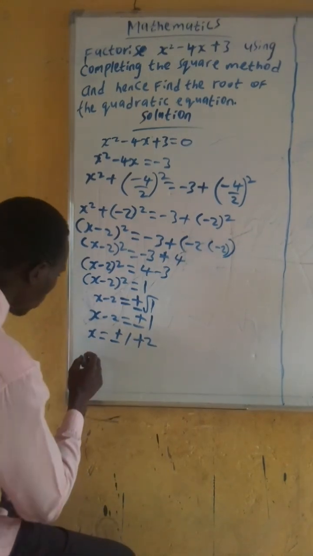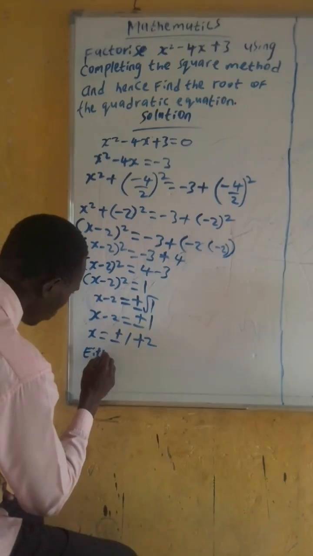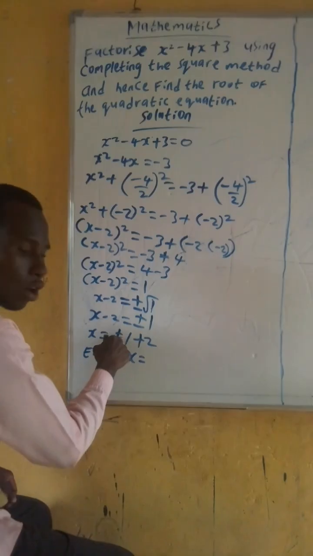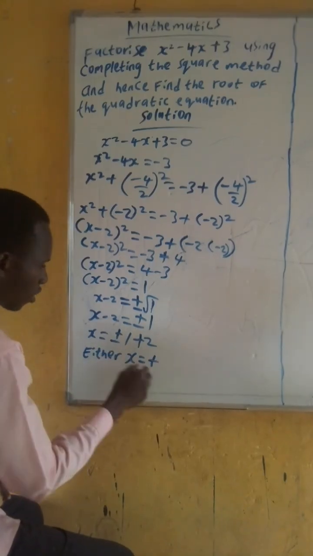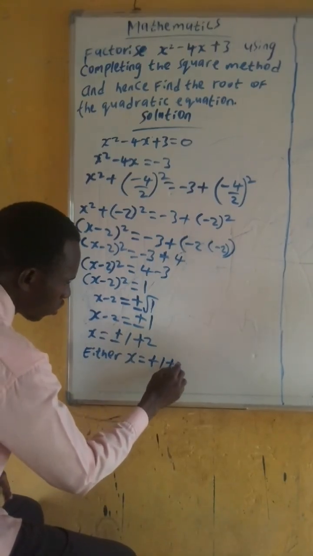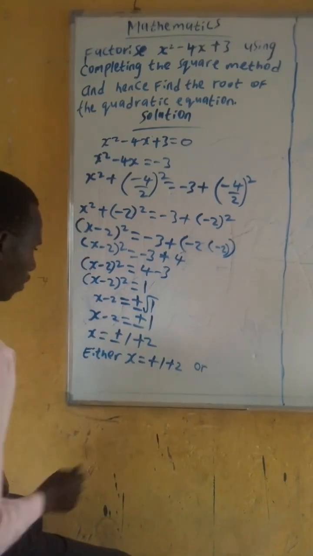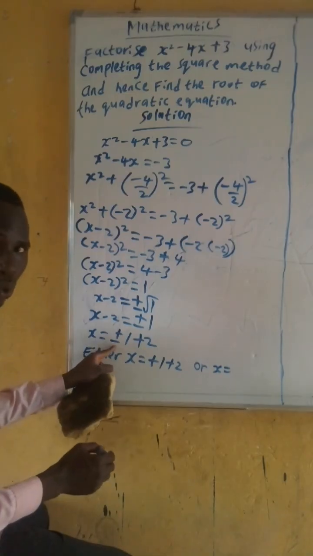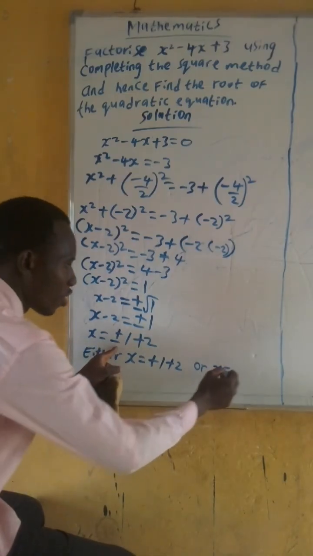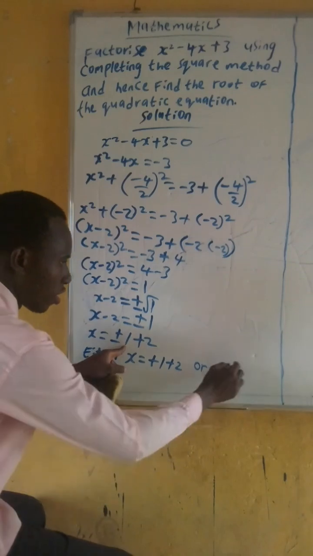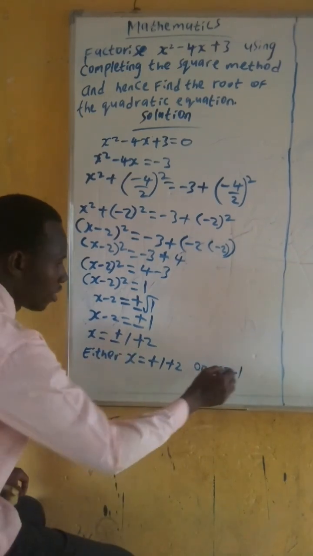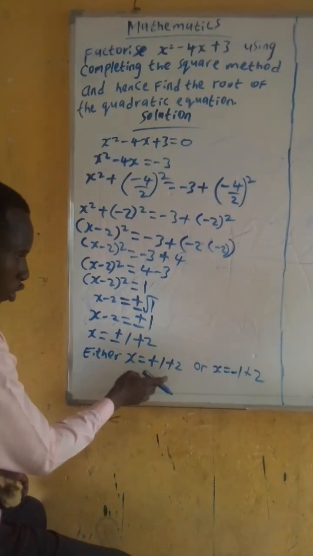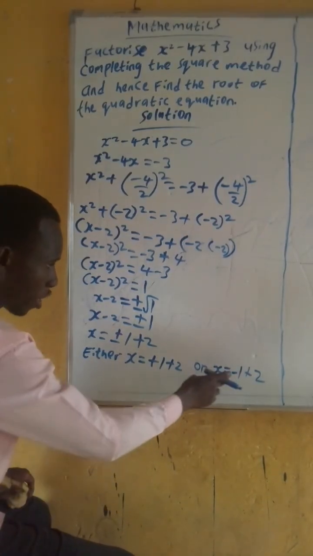So, having seen that, we are going to have either x is equals to plus 1 plus 2, or x is equals to, we are going to deal with this minus 1 plus 2, right? Plus 2. So either x equals to what? Plus 1 plus 2, or what? Or x equals to minus 1 plus 2.